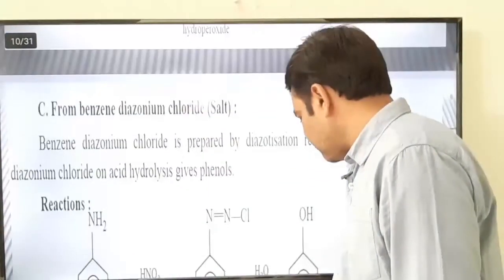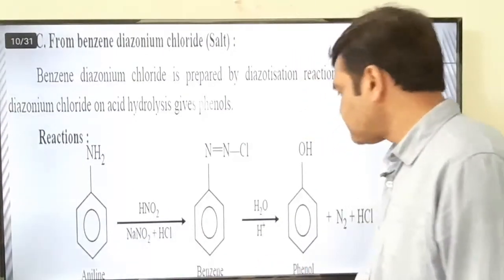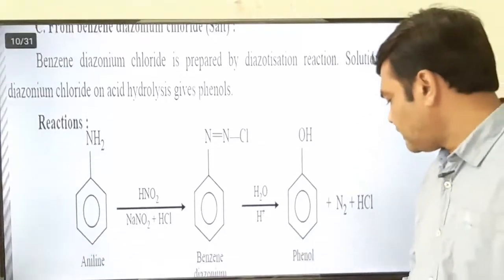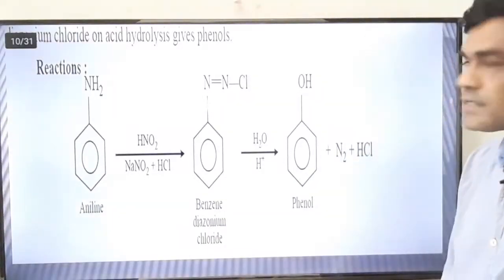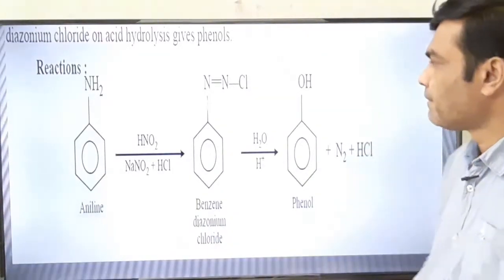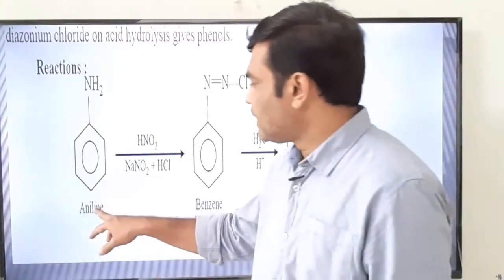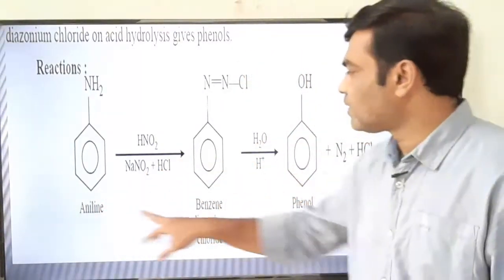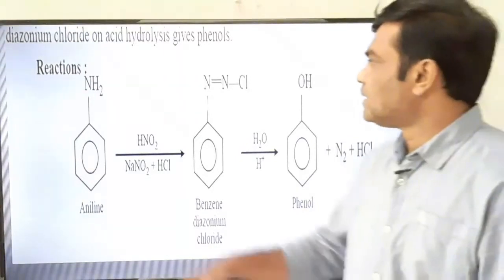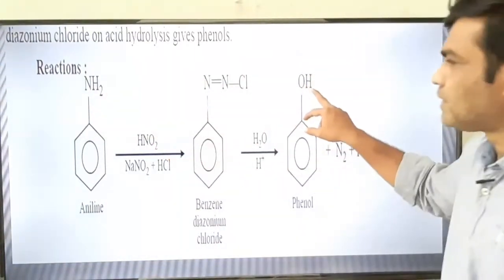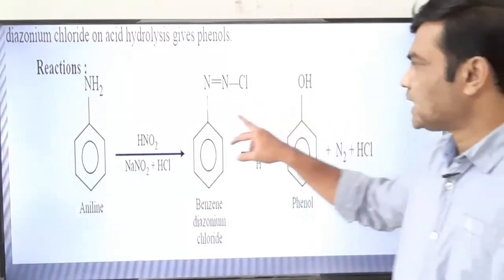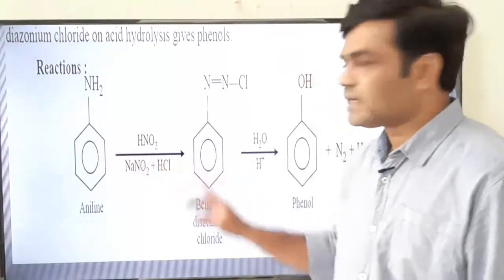Then the third method is a very important and well-known industrial method for the preparation of phenol. Here we get phenol from aniline, meaning NH2 is substituted by OH. The first step in this reaction is diazotization.